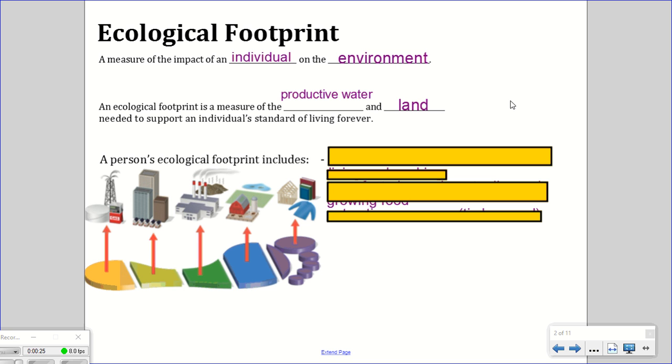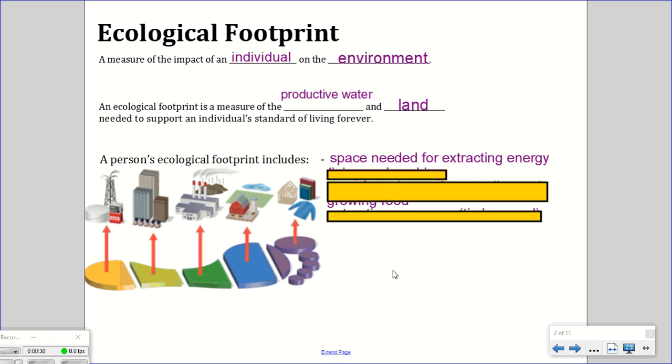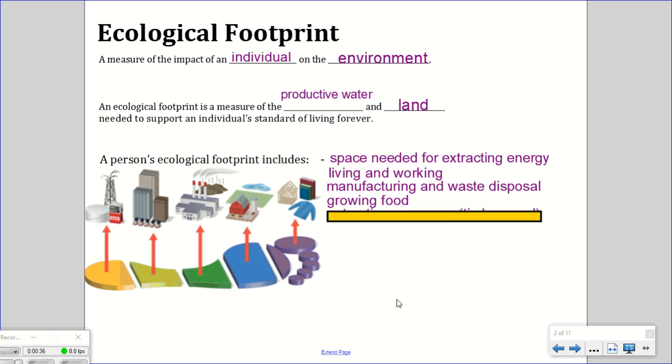A person's ecological footprint will include space needed for extracting energy, living and working, manufacturing and waste disposal, growing food, and extracting resources such as timber and coal. And so all of these contribute to a person's ecological footprint.